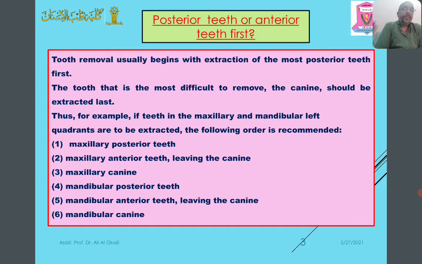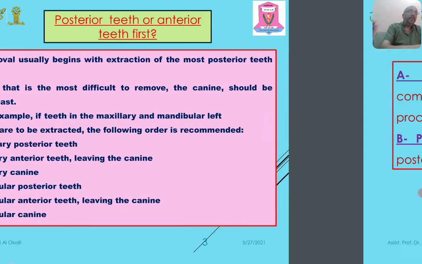recommended. التسلسل المطروح الآن هو اللي نتبعه: maxillary posterior teeth أول شي نقلع، ثم maxillary anterior teeth leaving the canine, maxillary canine, then mandibular posterior teeth, then mandibular anterior teeth leaving the canine, then lastly is the mandibular canine.